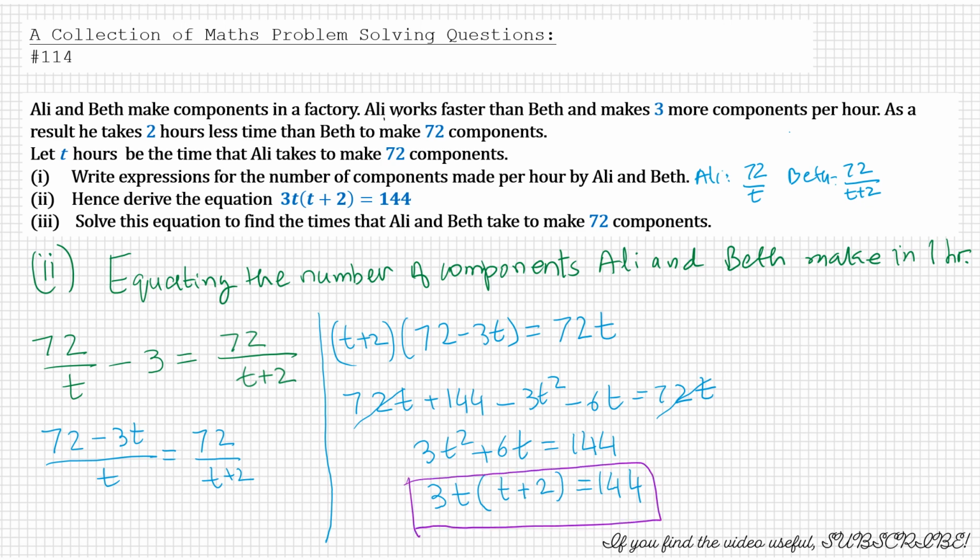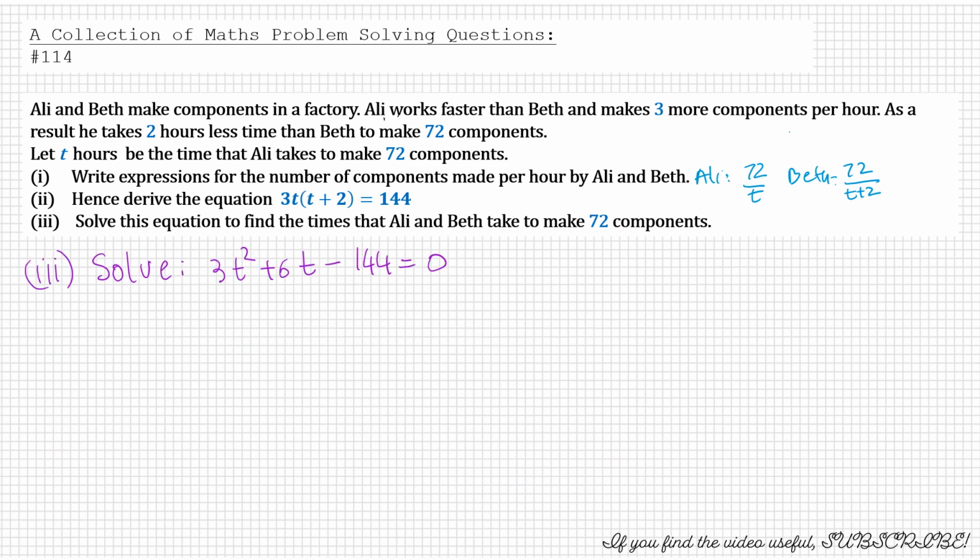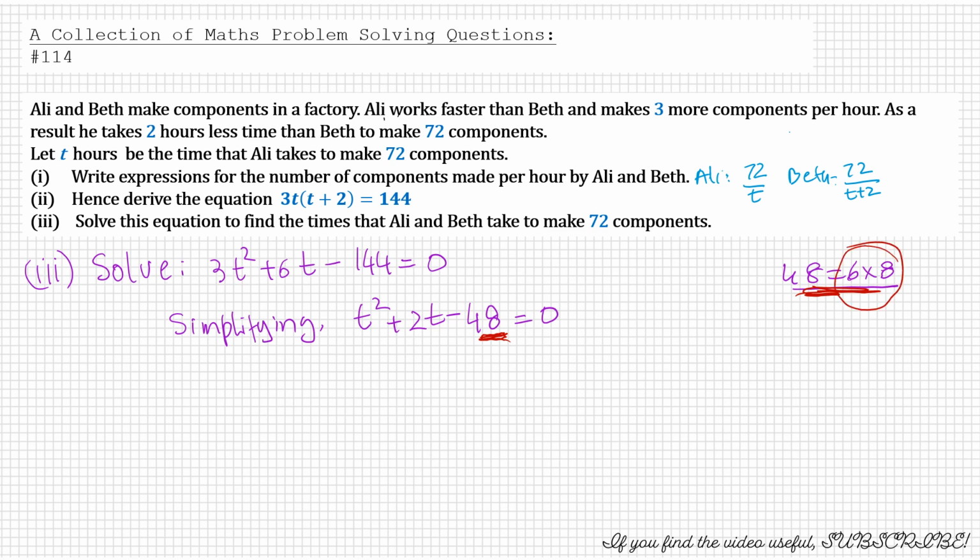The next thing, part 3, we have to solve the equation. So we can simplify this because 144 is divisible by 3, it makes it easier. So then if I simplify it, I get T squared plus 2T minus 48 equals 0. And then I know that 48, if I can factorize, break down, 6 times 8, so then 8 minus 6 is 2, and I use that fact.